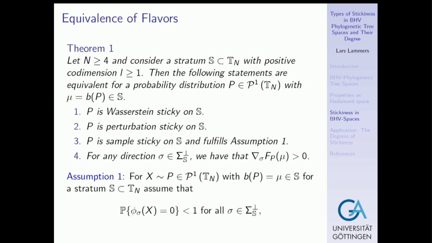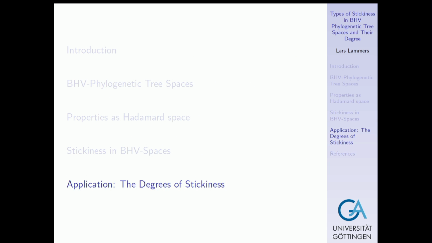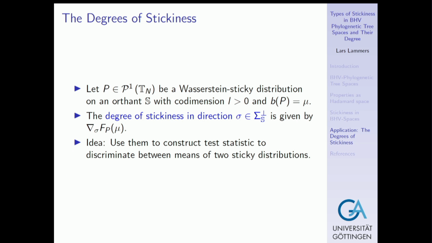And now, these directional derivatives are a very nice tool and allow us to interpret them. What we would say these directional derivatives convey is how resistant the Fréchet mean is against moving into that direction. So we just gave them a name. We call these directional derivatives the degrees of stickiness.